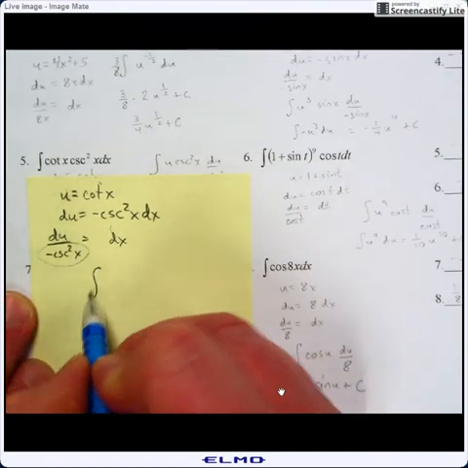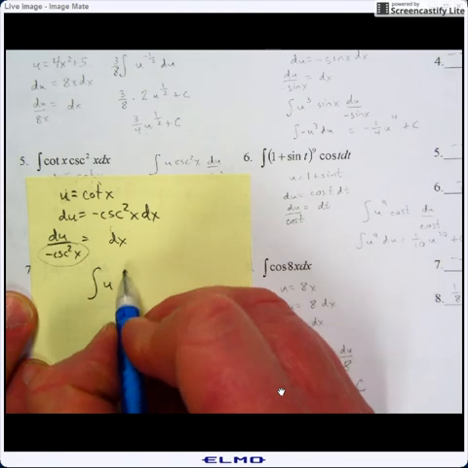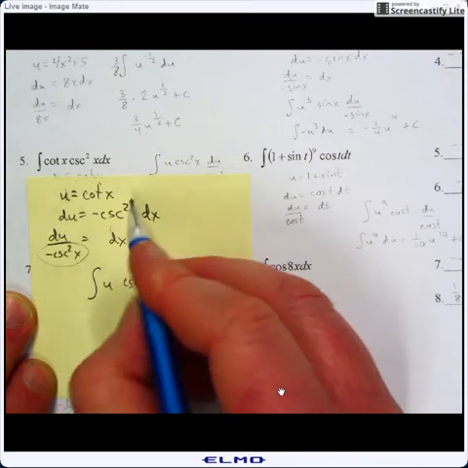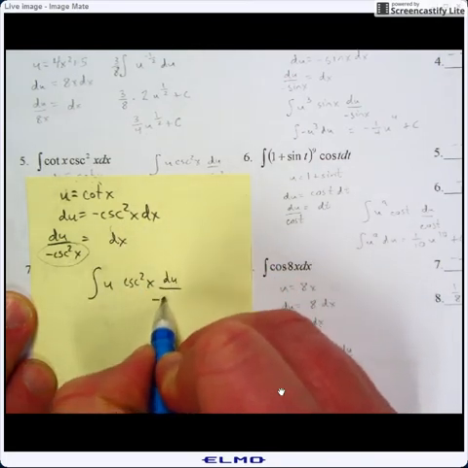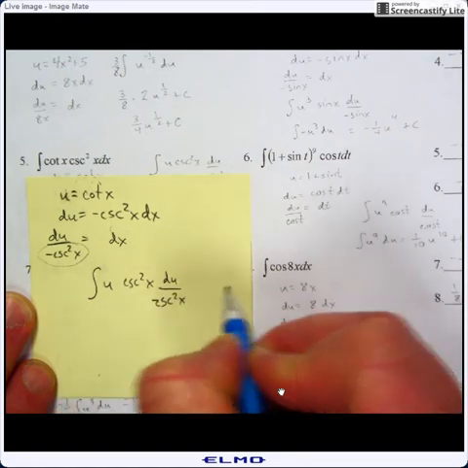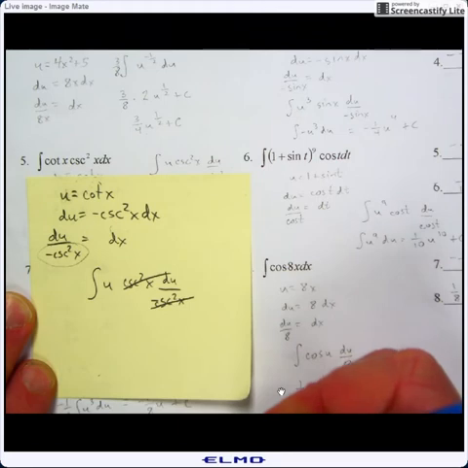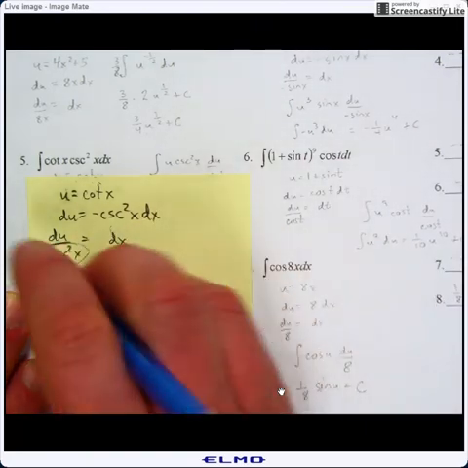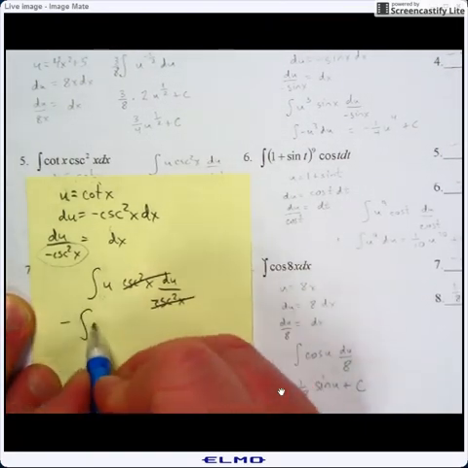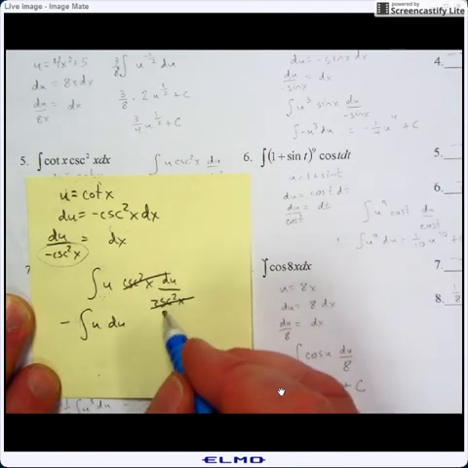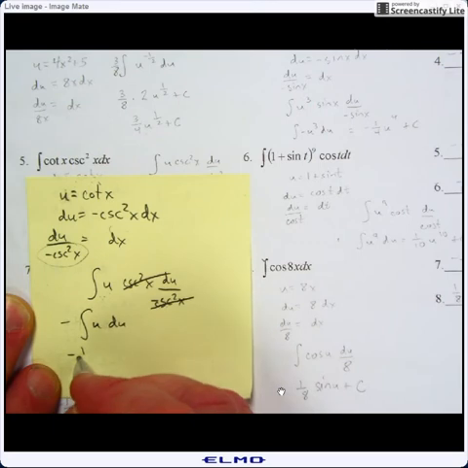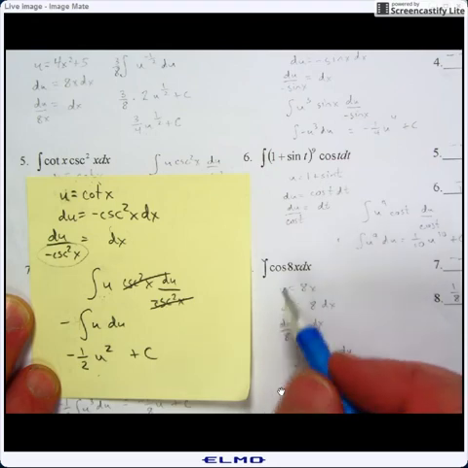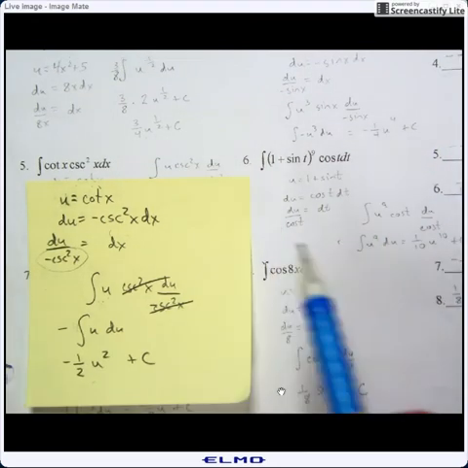Now we can write the integral of u times cosecant squared times du over negative cosecant squared. Cancel, cancel. So I have a negative u, that's a u, du. The integral of negative u is negative 1/2 u squared plus c. My u was cotangent, plug it back in.